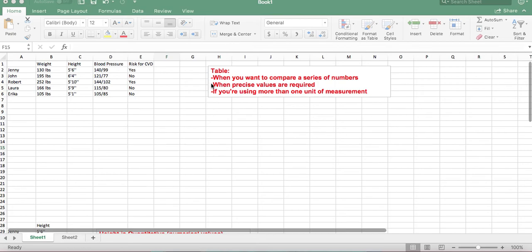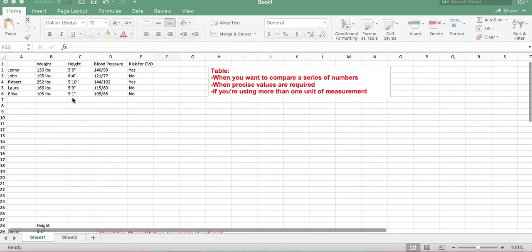So tables, as you can see right here, are pretty good if you want to compare a series of numbers when precise values are required or if you're using more than one unit of measurement. An example of this would be something you would see in a hospital chart, where you have names and several different identifiers about this person: what their weight is, what their height is, what their blood pressure is, and if they're at risk for cardiovascular disease. So it's a series of different numbers, a collection of different things that you want to know about a person, and these precise values are required.